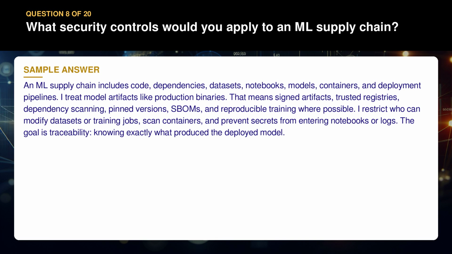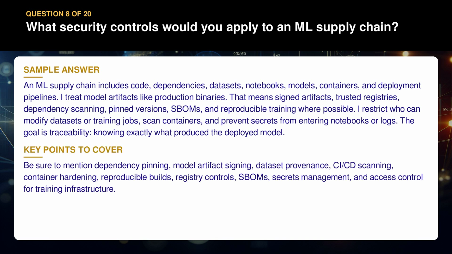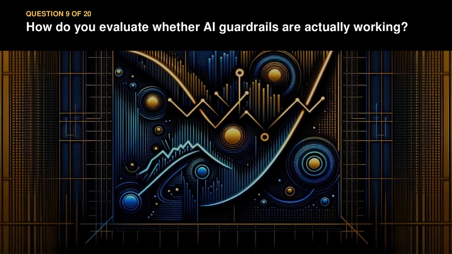I restrict who can modify datasets or training jobs, scan containers, and prevent secrets from entering notebooks or logs. The goal is traceability, knowing exactly what produced the deployed model. Be sure to mention dependency pinning, model artifact signing, dataset provenance, CI/CD scanning, container hardening, reproducible builds, registry controls, SBOMs, secrets management, and access control for training infrastructure.